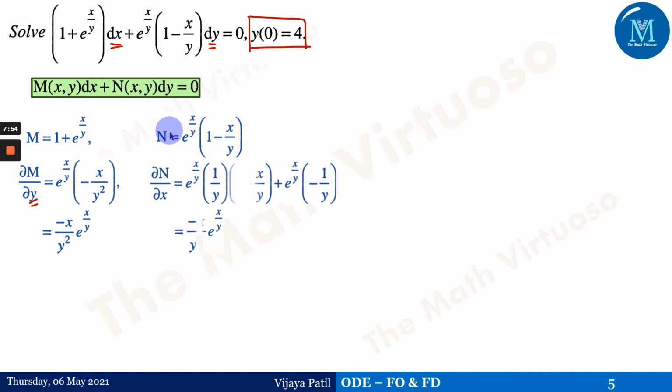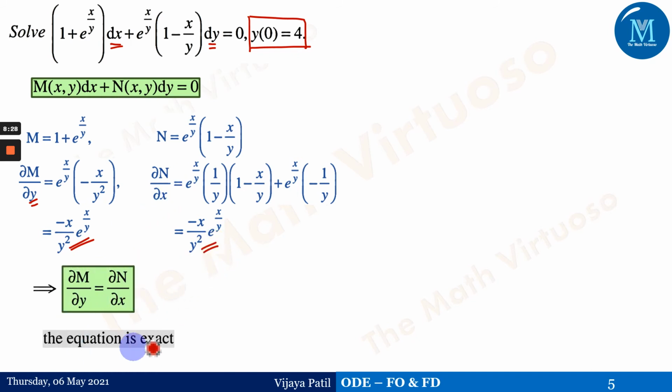We have to differentiate N with respect to x. This would be the differentiation with respect to x, because we have to take a first and a second function. We have to apply the UV rule of differentiation here. So e to the power x by y as it is, into the differentiation of 1 minus x by y, which is 1 upon y into 1 minus x by y, plus then we go ahead with this particular term, and we will have this particular answer. So the answer for both the cases is the same. As this is the same, we say that this is an exact equation.